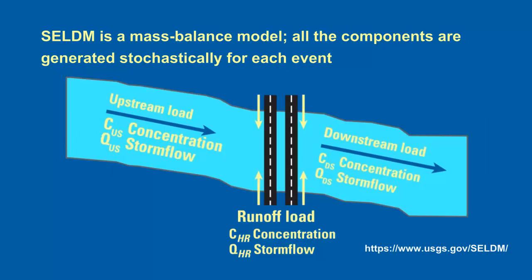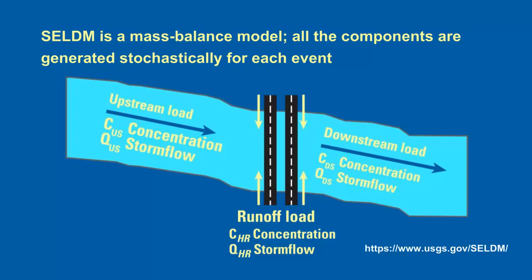SELDM is a mass balance model. All the components are generated stochastically for each event. This schematic diagram shows a highway bridge over a stream. For each event, the upstream load is the product of the upstream storm flow and concentration. The highway or urban runoff load is the runoff volume times the concentration, which can be modified by stormwater treatment. The downstream flow and loads are the sum of concurrent upstream and runoff values. The downstream concentration for each event is the load divided by the flow.